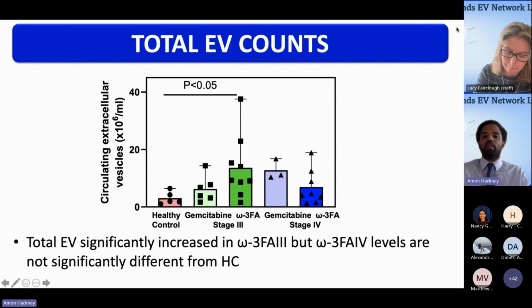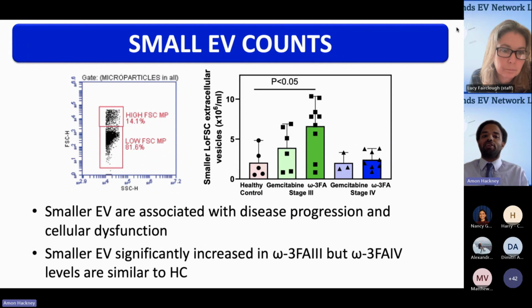Whilst conducting this work, we found that there were 2 distinct populations of EVs. We called these high forward scatter and low forward scatter. And the literature showed that the smaller low forward scatter EVs are associated with disease progression and cellular dysfunction. Again, we found that the smaller EVs were significantly increased in the supplemented group at stage 3, but then at stage 4, again, this was not significantly different from the control.